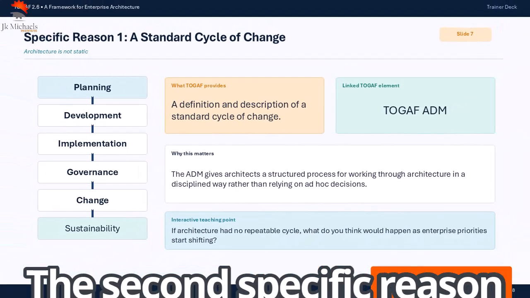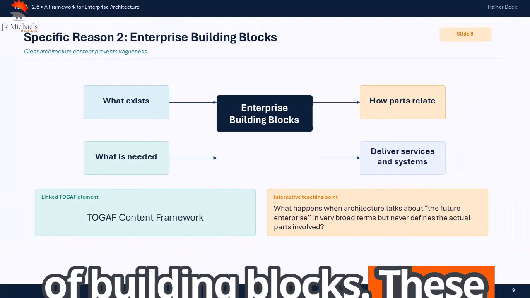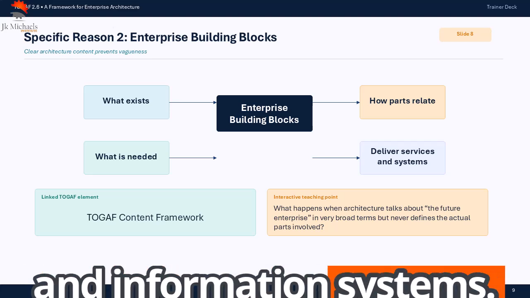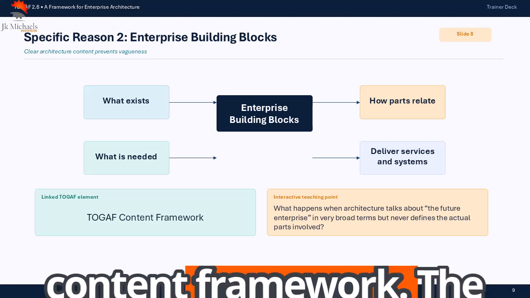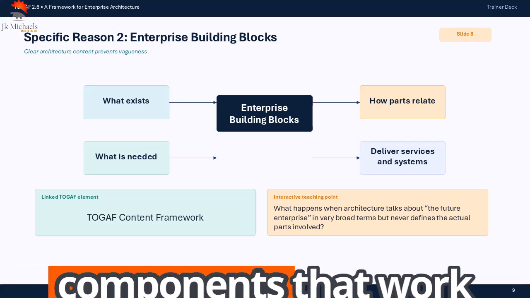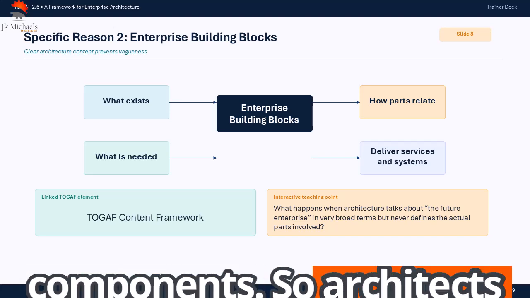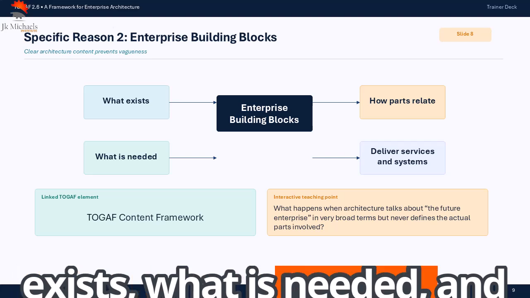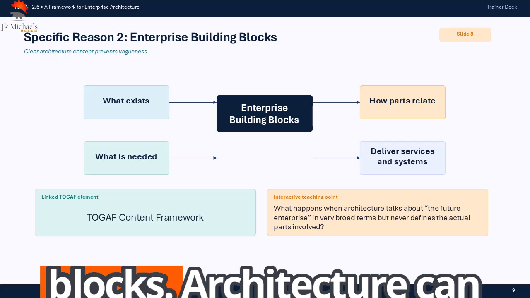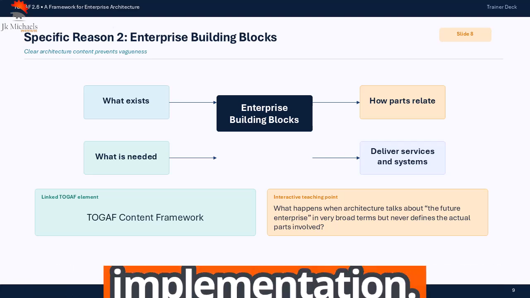The second specific reason is that TOGAF provides a definition and description of building blocks. These are the building blocks in an enterprise used to deliver business services and information systems. This is linked to the TOGAF content framework. The idea of building blocks is important because enterprises are made up of components that work together. TOGAF helps define and organize those components so architects can understand what exists, what is needed, and how parts relate. Without a structured view of enterprise building blocks, architecture can become vague, overly abstract, or disconnected from actual implementation.